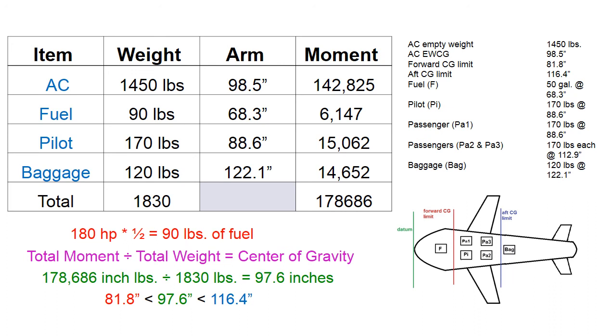Again, divide the total moment by the total weight to get the CG for an aft condition check of 97.6 inches. 97.6 inches lies between the forward limit of 81.8 inches and the aft limit of 116.4 inches. So this aircraft has passed its aft condition check.